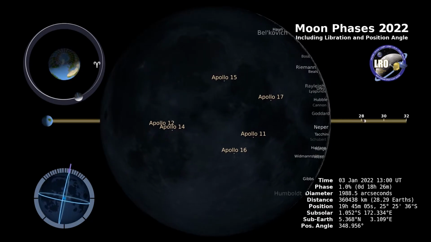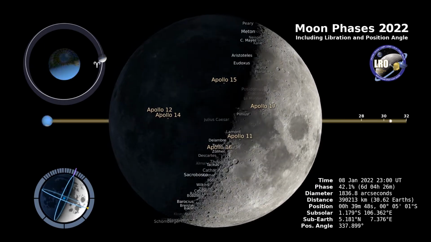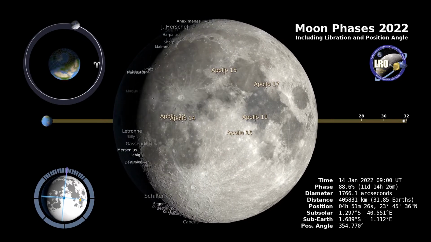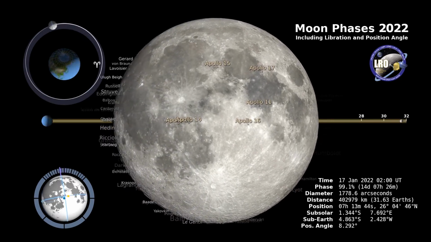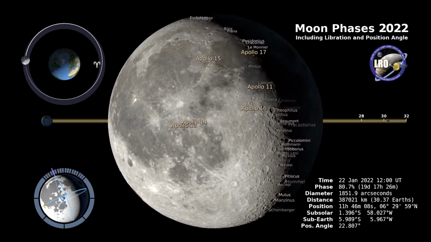The animation archived on this page shows the geocentric phase, libration, position angle of the axis, and apparent diameter of the Moon throughout the year 2022, at hourly intervals. Lunar Reconnaissance Orbiter has been in orbit around the Moon since the summer of 2009.